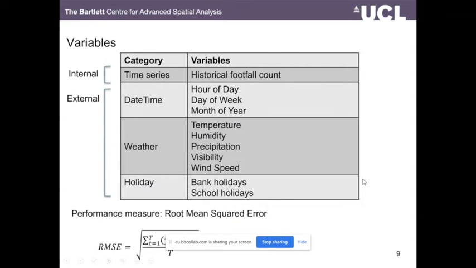We also collect data from different sources. For this task, we have the internal data, like the time series of the footfall. We also have the external data, for example, the daytime of each time slot and the weather and holiday variables, including the bank holiday and the school holidays. To compare different models and to evaluate the result, we use the root mean square error as the performance measure.